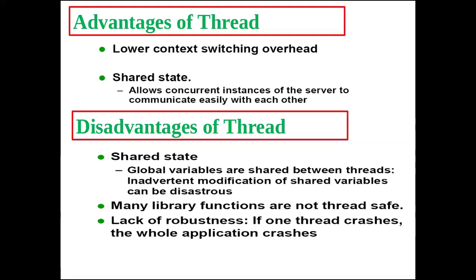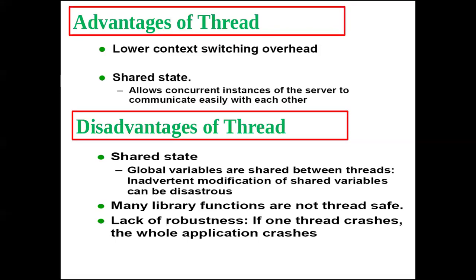Now, if I inadvertently modify the shared variables, this can be disastrous. One thread may change data unexpectedly, and other threads are affected. Disadvantage 2: many library functions are not thread safe. These functions may not work correctly with multiple threads. We don't know if there are library functions used. They may cause incorrect results.